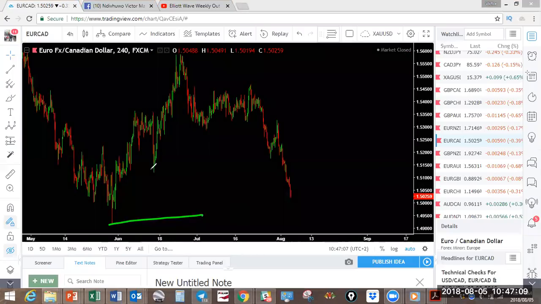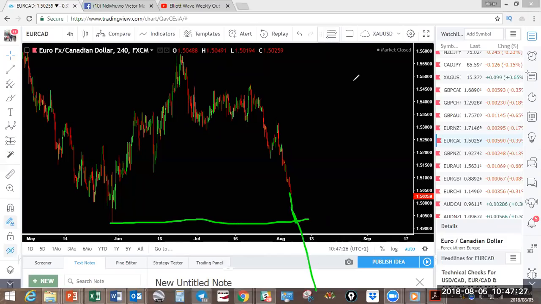Why was this not respected? That's because when the market is on a pulse, it does not respect any zone other than the structural levels. And this is the next structural level. And I will expect, similar to pound CAD, that this be broken as well without any bounce to the upside.